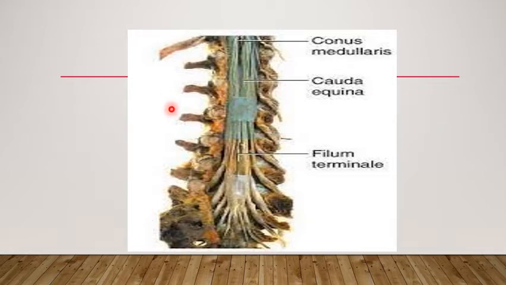So in this picture, again you can see the conus medullaris यहाँ पर खत्म हो रहा है और यहाँ पर जो है filum terminale आप देख पा रहे हो. It is a silvery structure that is seen.